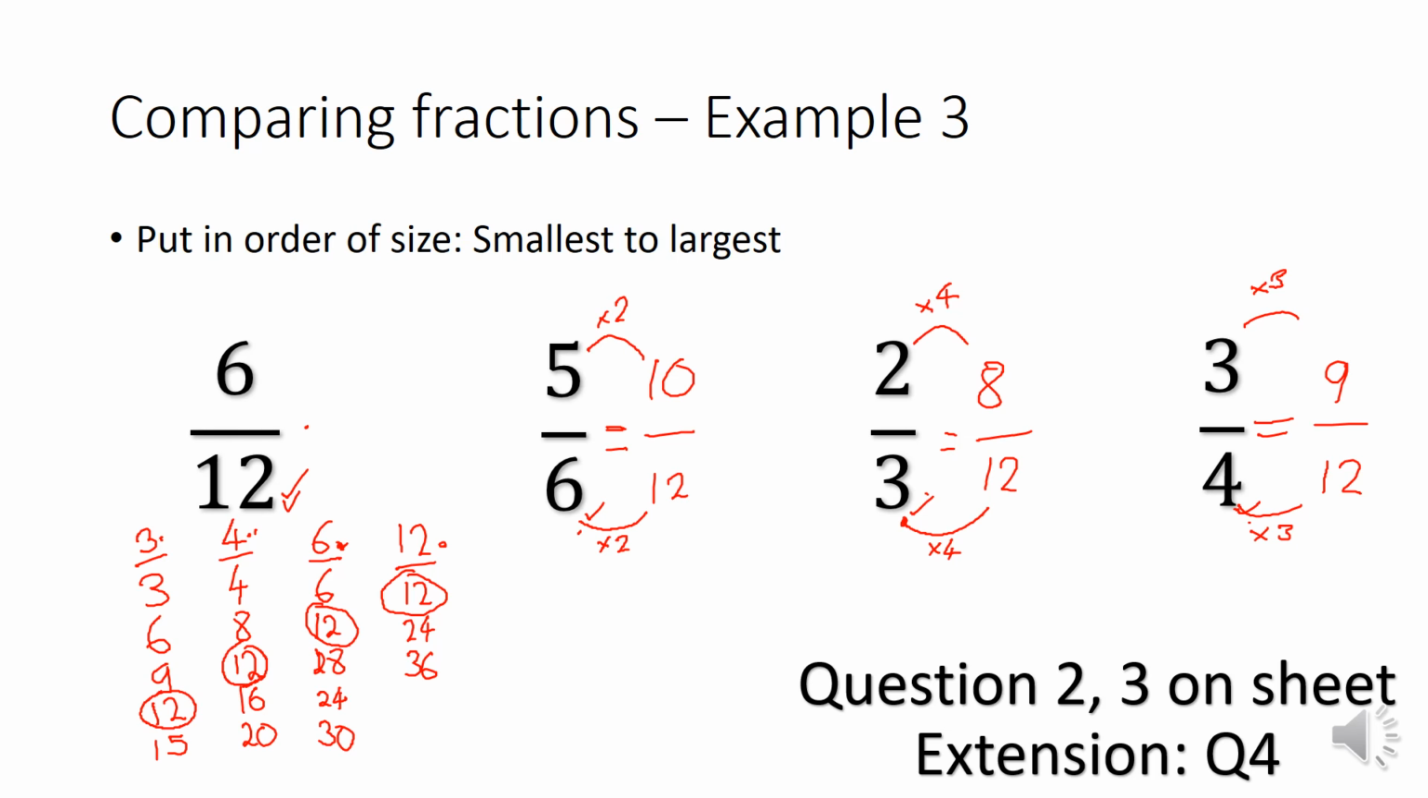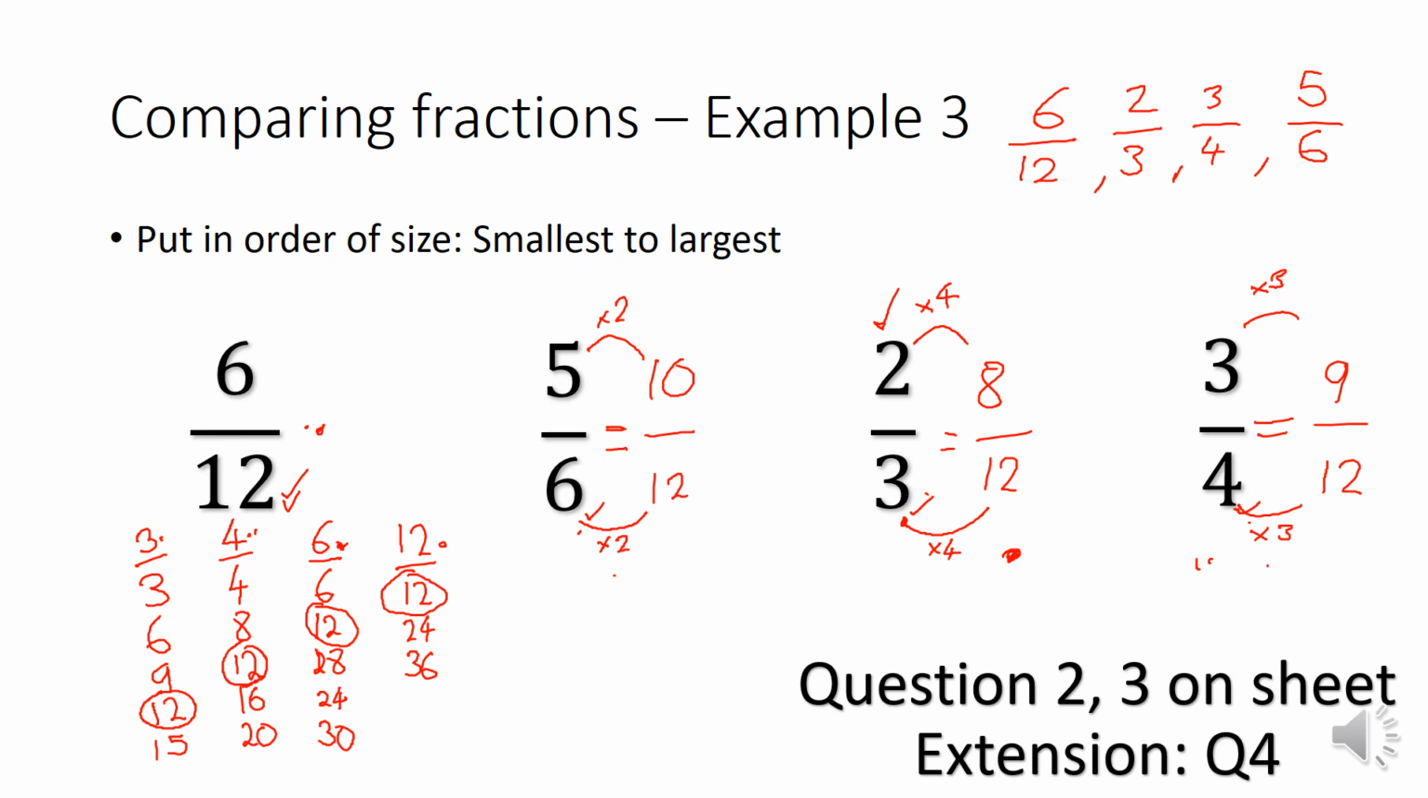So now let's have a look. They're all twelfths now, so we can compare them. The one that we've got least of, that's this one over here, 6 twelfths. So the smallest one is 6 twelfths. Then the next smallest one, that's here, 8 twelfths, because this one's 9, this one's 10. So 8 twelfths is the next smallest. 8 twelfths is 2/3. So the next smallest is 2/3. Next one along, 9 twelfths, so that is 3 quarters. And then the biggest one then is 5 sixths.